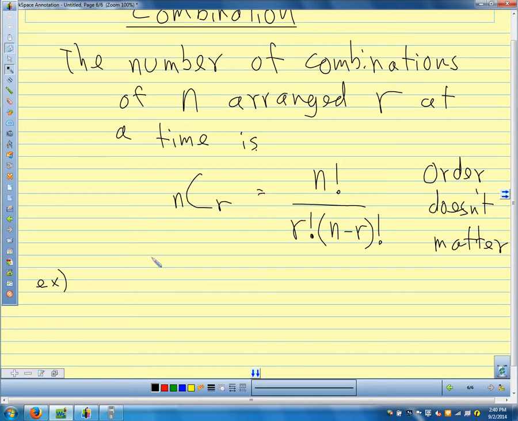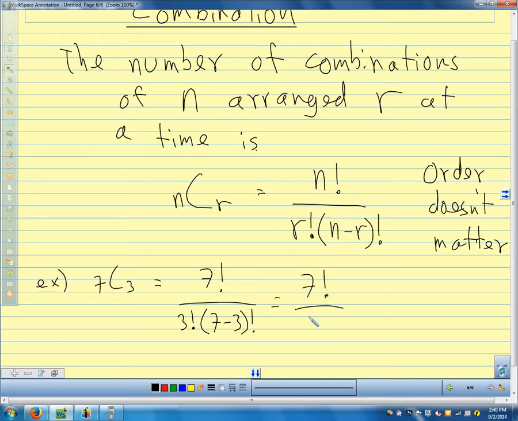Let's calculate 7C3. So that's going to be 7 factorial over 3 factorial times 7 minus 3 factorial. You can write that out: 7 factorial over 3 factorial times 4 factorial.